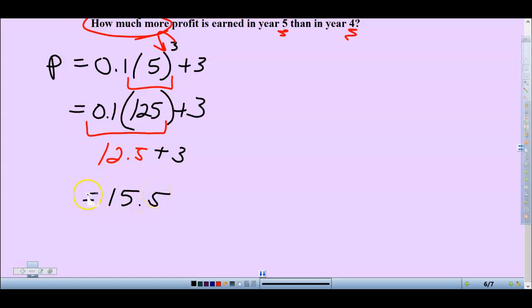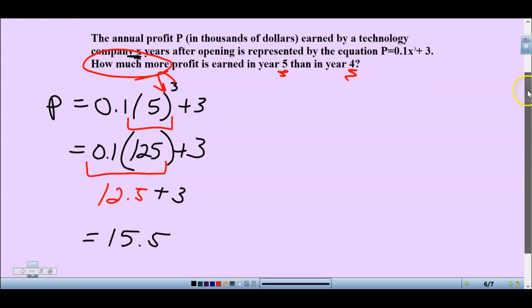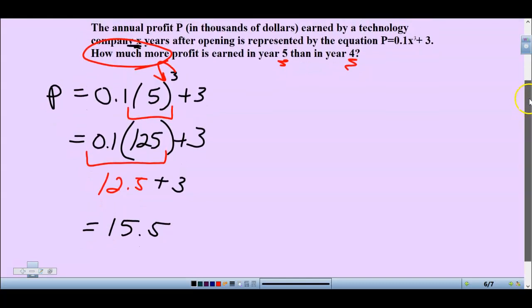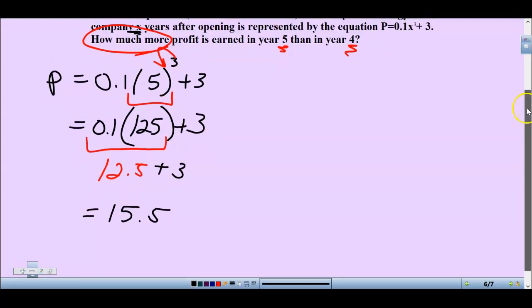Okay, 15.5. And remember, this is in the thousands of dollars. So on that 5th year, this small company made $15.5 thousand, so $15,500 essentially. All right, so that was year 5. Let's check out what happened in year 4.